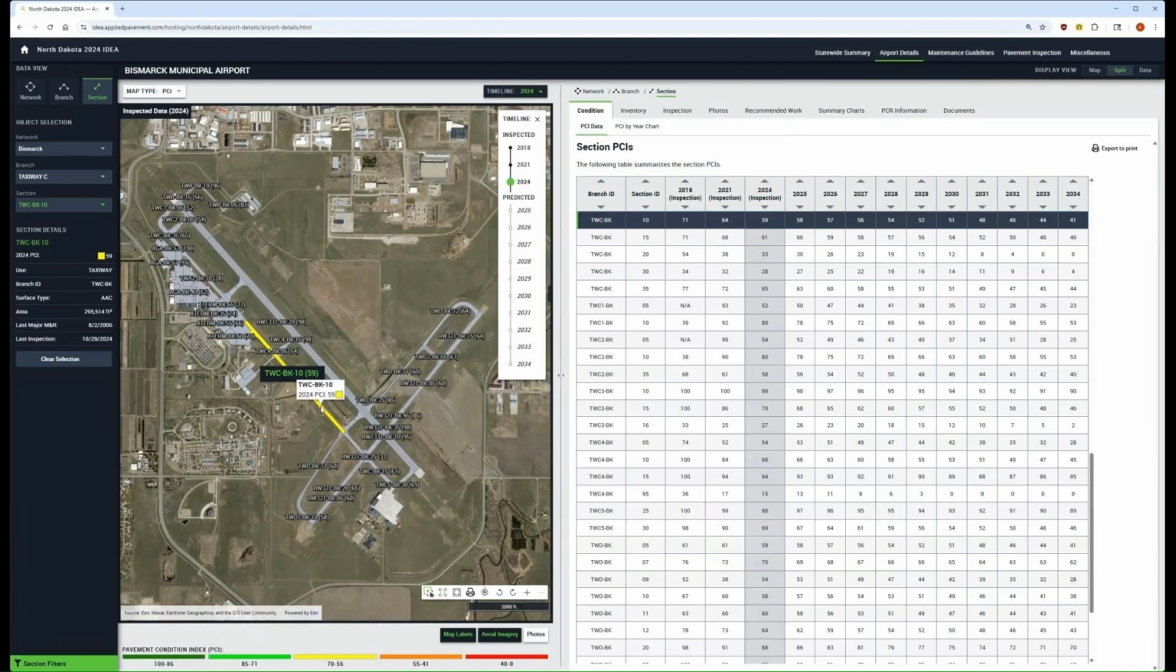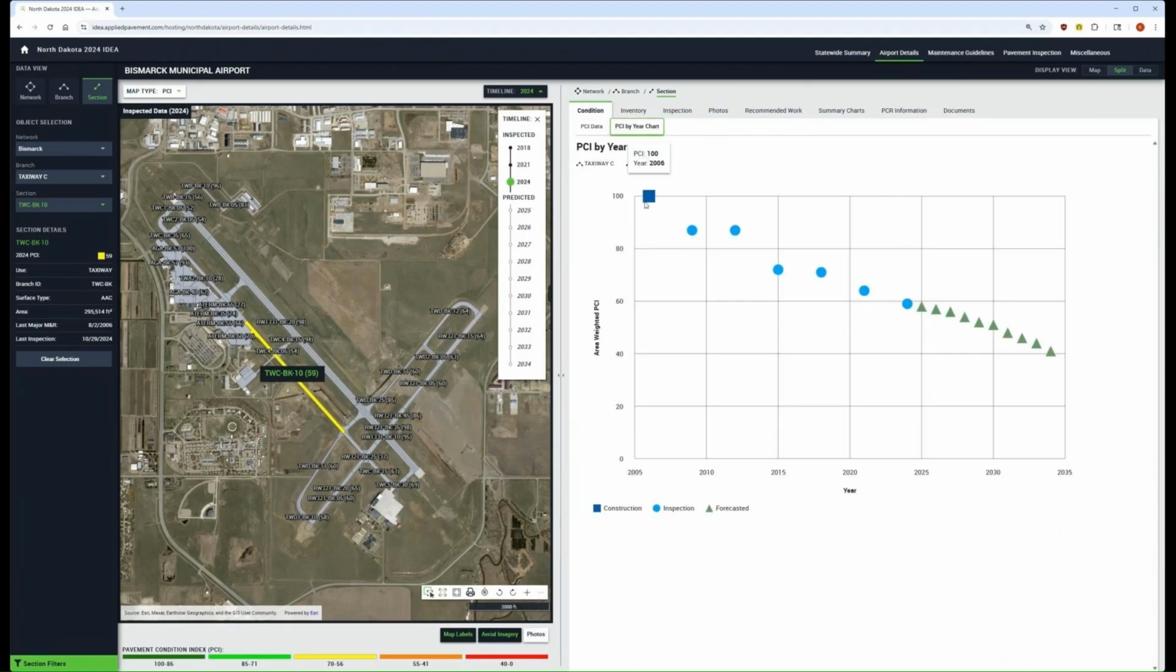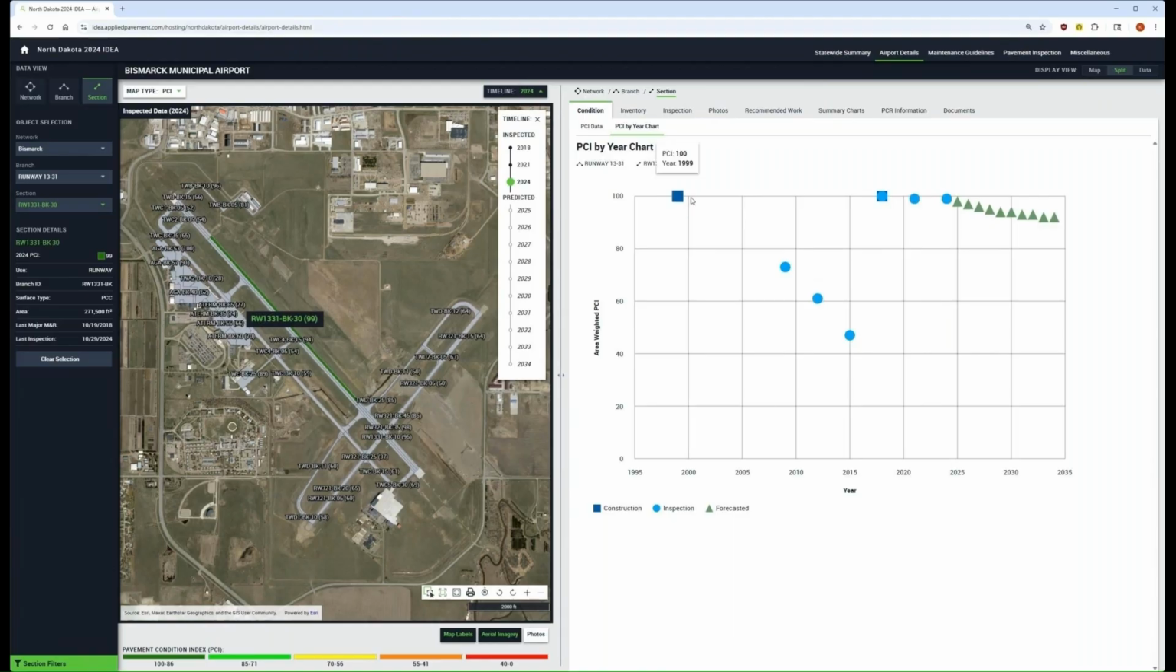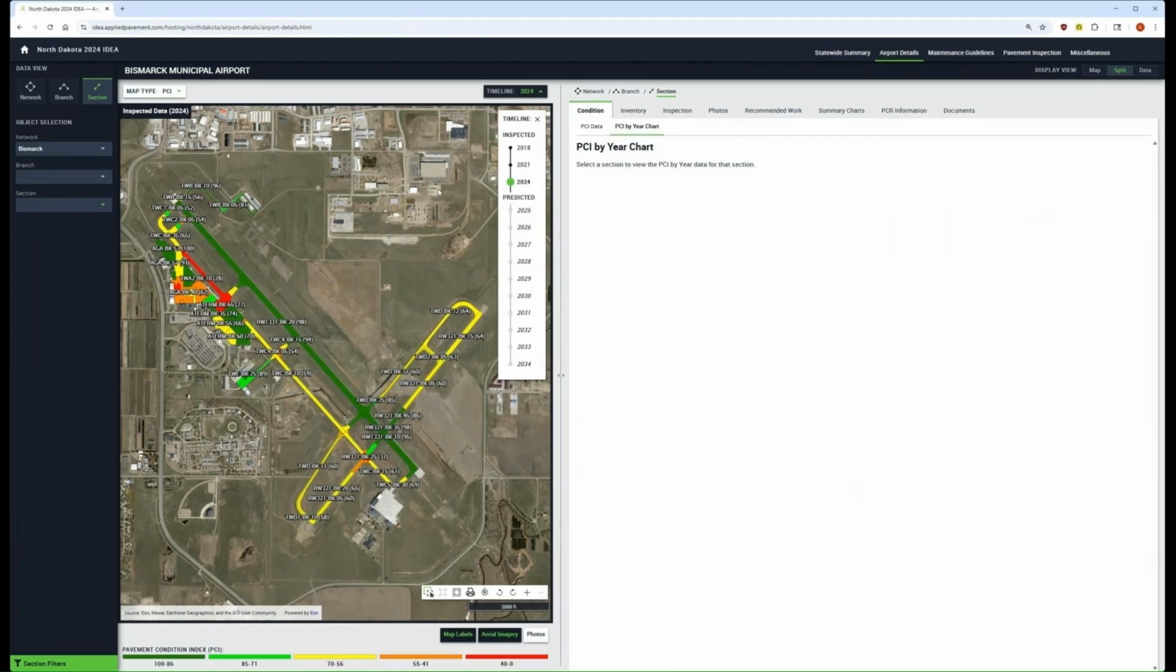So for this portion of the Taxiway Charlie, we're showing past PCIs as well as future forecasted PCIs if nothing is done to the pavement to improve it or maintain its condition. There are some PCI by year charts showing historic inspections and when it was constructed. If you have a pavement that has multiple constructions over the years, you'll notice that there are construction dates as well as actual inspection dates, along with the remaining forecasted future conditions if nothing is done.